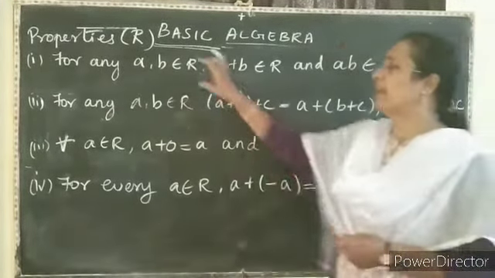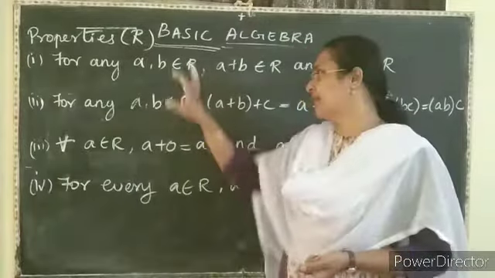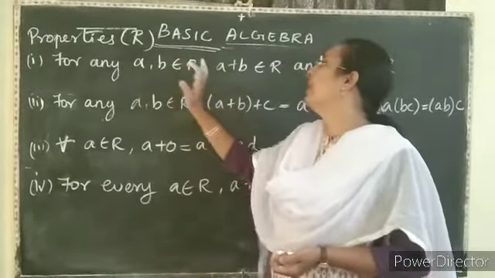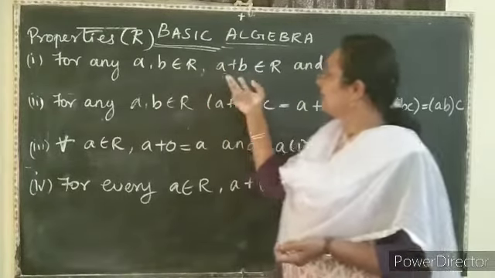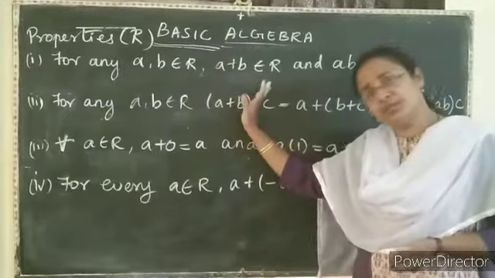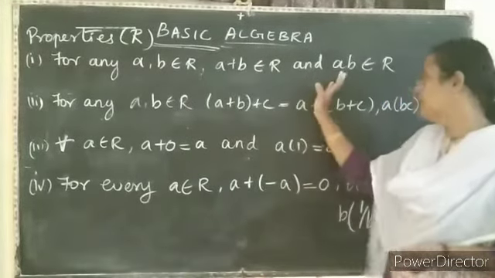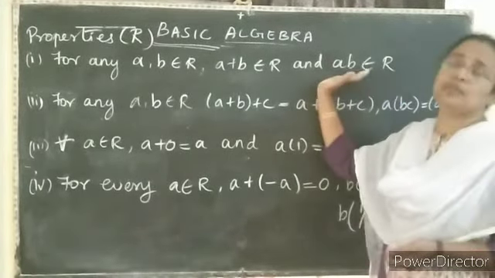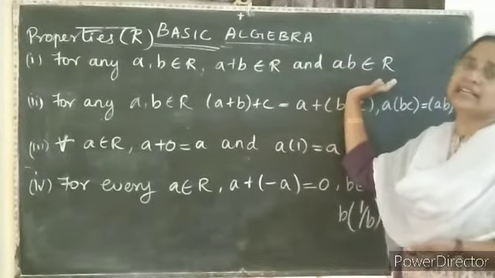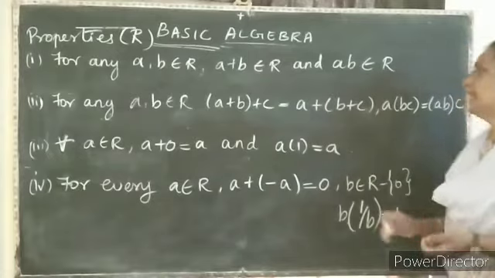Now we are going to take any two numbers, a, b, from the real numbers. When we add those two numbers, the result will again belong to the real numbers. And when we multiply those two numbers, the product will also belong to the real number R. Let's discuss with an example.